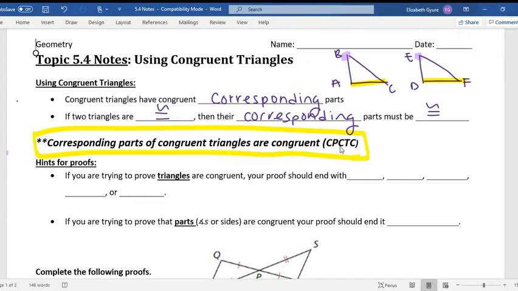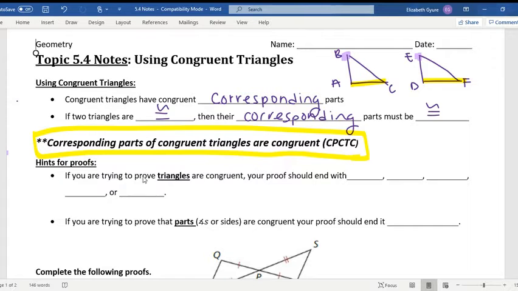And this gets abbreviated with CPCTC. That's just the little abbreviation of this phrase because this can be a bit of a mouthful. This is actually going to be a new reason we use in our proofs. So I want to give you a few hints for your proofs. Your proofs could look 2 different ways. You just spent that whole homework doing proofs where you're trying to prove one triangle is congruent to another triangle. Those aren't going to go away. You still need to know how to do those.